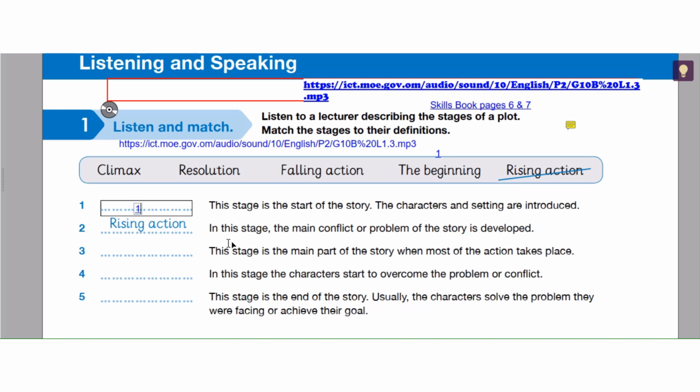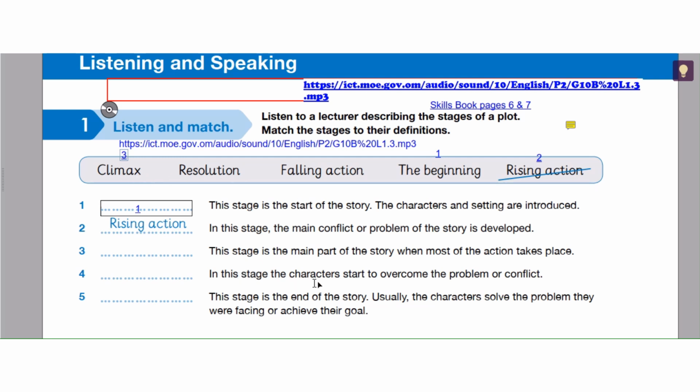Rising action. We said in this stage the main conflict or problem of the story is developed. Okay, this is the rising action, number 2. Number 3. This stage is the main part of the story. The main part, the climax. The main part of the story when most of the action takes place. The climax. This is the peak. This is the most important one.